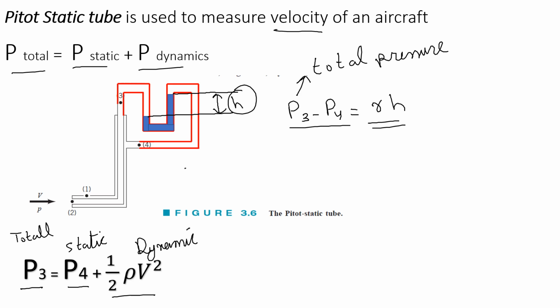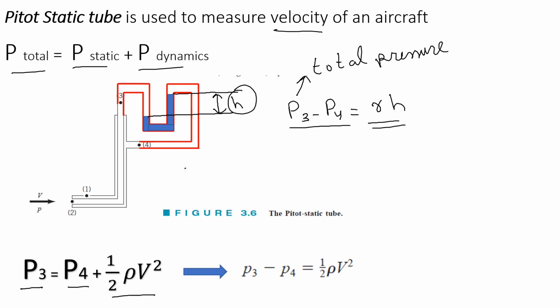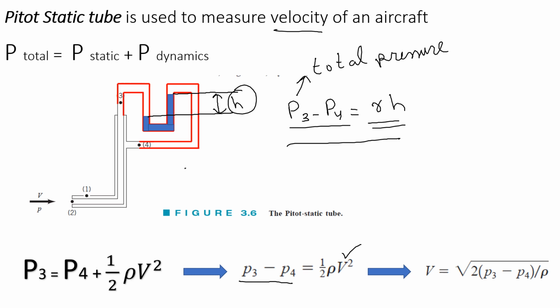This is the formula that we already derived, and by taking the difference of the total and the static pressure, we get the dynamic pressure, and by knowing the value of P3 minus P4 from here, we can now compute the velocity of our aircraft. This is the application of the pitot-static tube, which utilizes the concept of total pressure, static pressure and dynamic pressure to measure the velocity of an aircraft. So this will be the formula to measure the velocity of the aircraft.